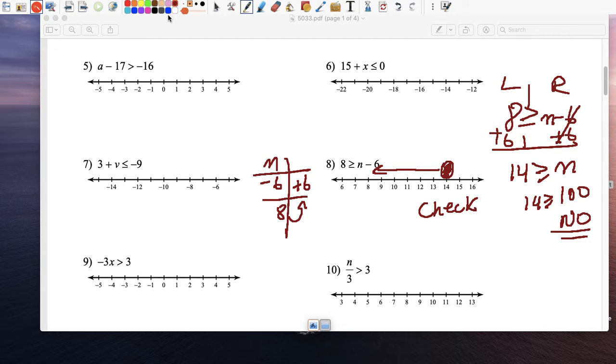So let's do a little check. Let's pick, I don't know, let's pick 10. So n equals 10. Let's see if that's my inequality true. So 8 greater or equal to 10, right? We're going to change 10 minus 6. 8 is greater or equal, and 10 minus 6 is 4, so that is true.